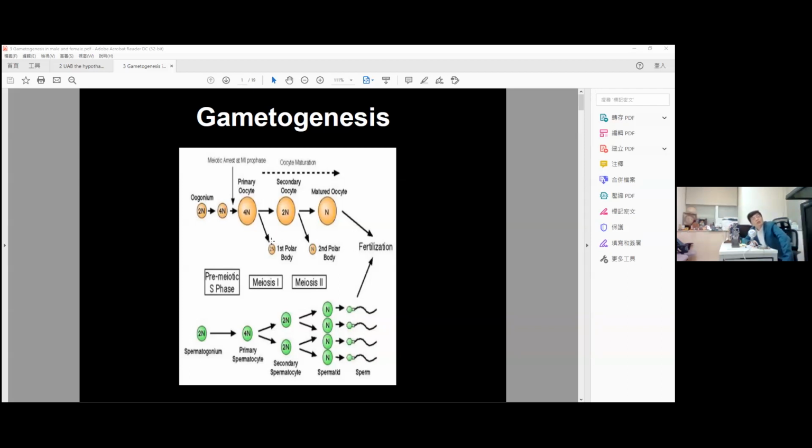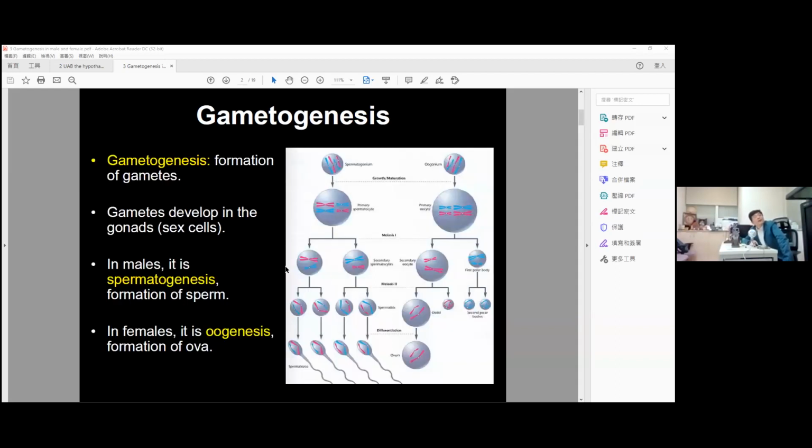Okay, so sometimes the test will ask you how many N in the secondary oocyte. It is easy to remember. The secondary is 2, so 2N, right? And the mature is half, so it is 1N.